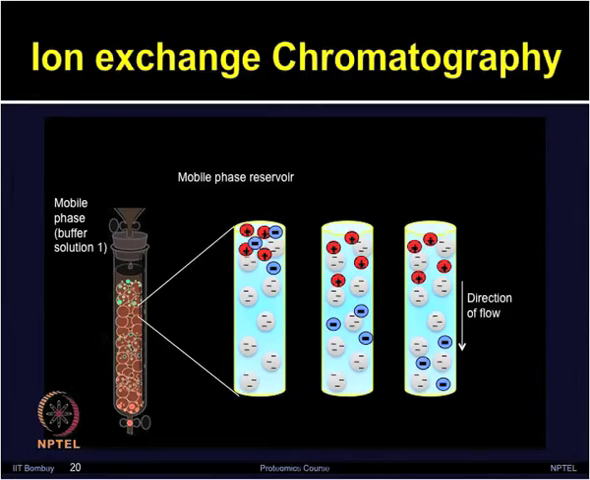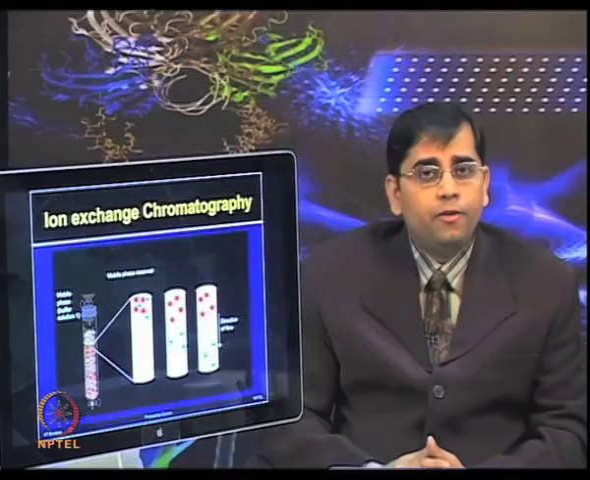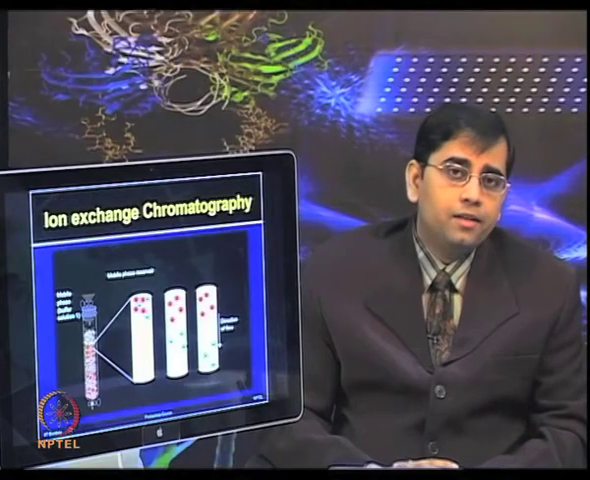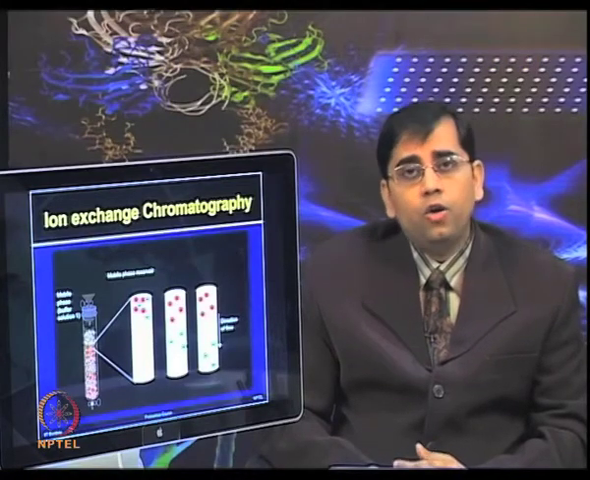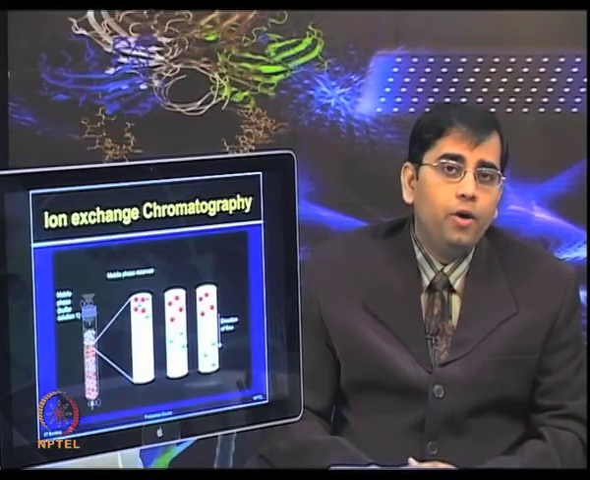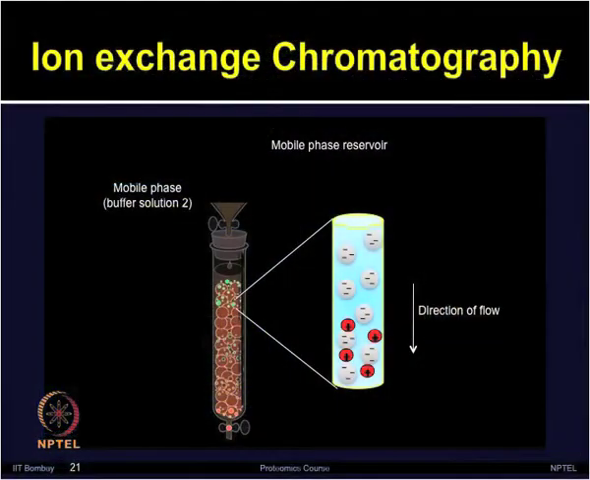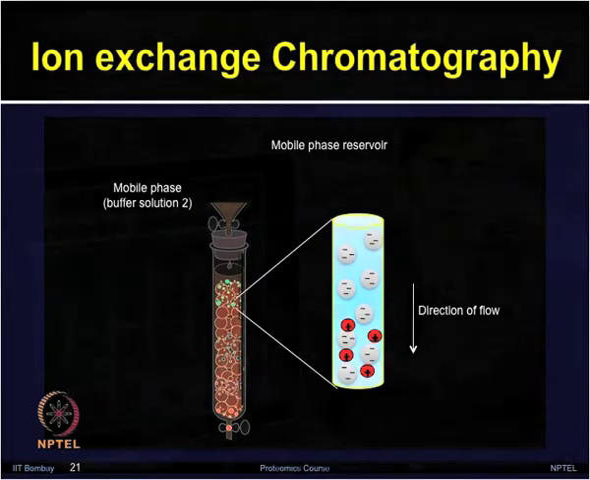Various anionic buffers such as acetate and phosphate are used for cation exchange, and cationic buffers such as Tris chloride or ethanolamine are used for anion exchange. Now, the buffer solution is changed so that the net charge of the protein of interest can be modified and it no longer binds to the ion exchange resin. Therefore, the bound protein can be eluted out as shown in this slide.